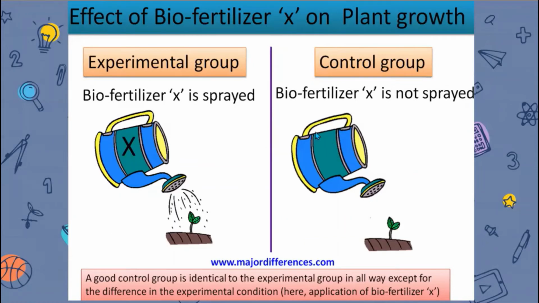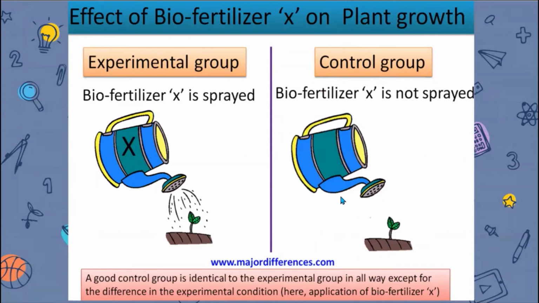Another example is the effect of biofertilizer X on plant growth. So we have two groups again because we want to test if our biofertilizer X will be effective on plant growth. So we have the experimental group and we have the control group. For our experimental group, we have a plant and that is where we will apply our biofertilizer X. On the other hand, we have the control group wherein the biofertilizer X is not sprayed. So meaning to say it is not applied in our control group.